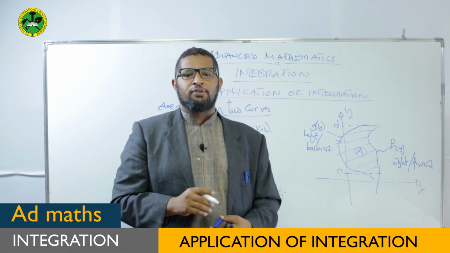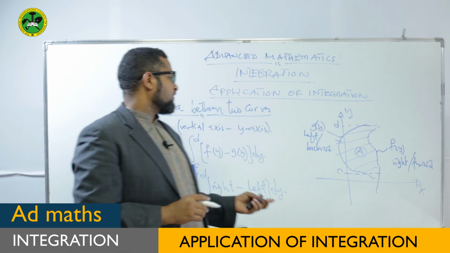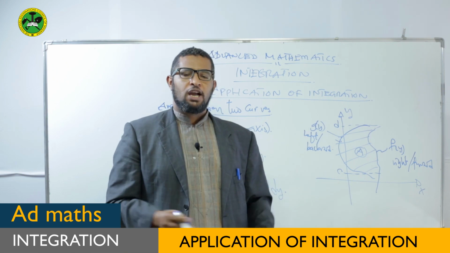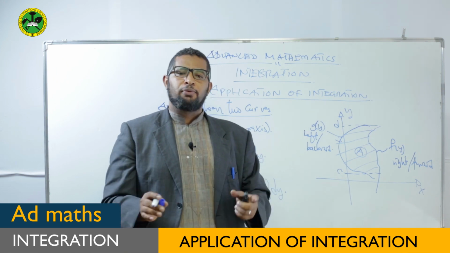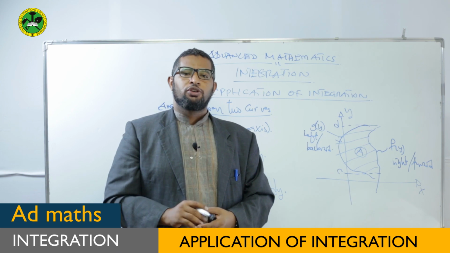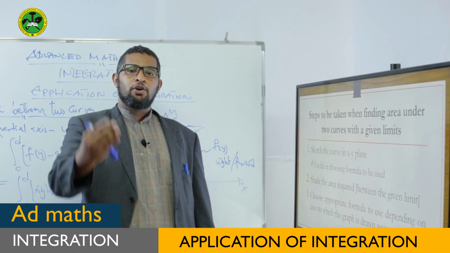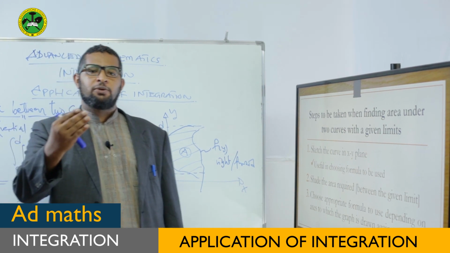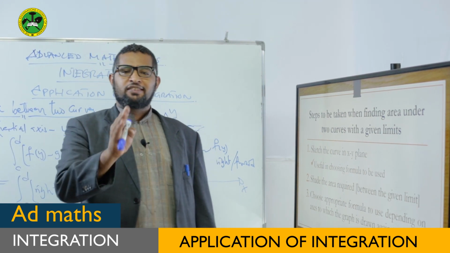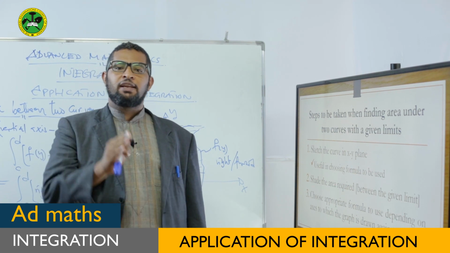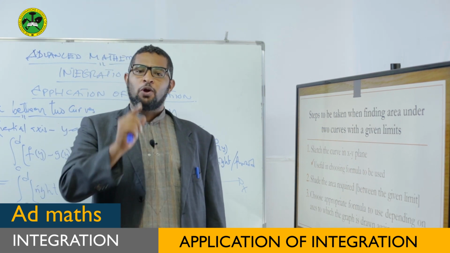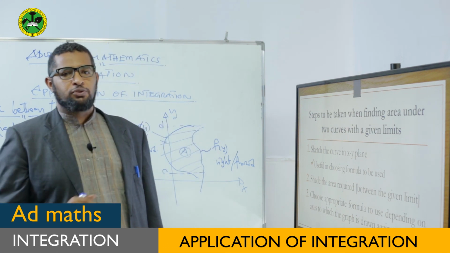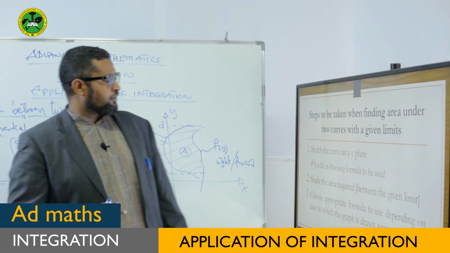These are concerned with advanced mathematics. Now, after revising how to write the formula and how to sketch the simple graph, let's go to examples. But before we go to an example, let's remind ourselves of the steps to be taken when finding area. The same steps I used to find the area under one curve, we are going to use when finding the area between two curves. So the steps are as follows.